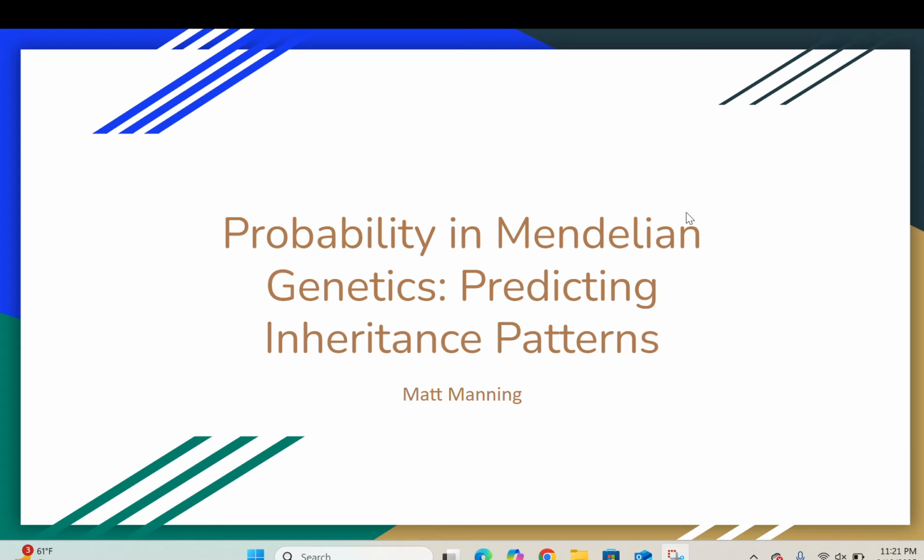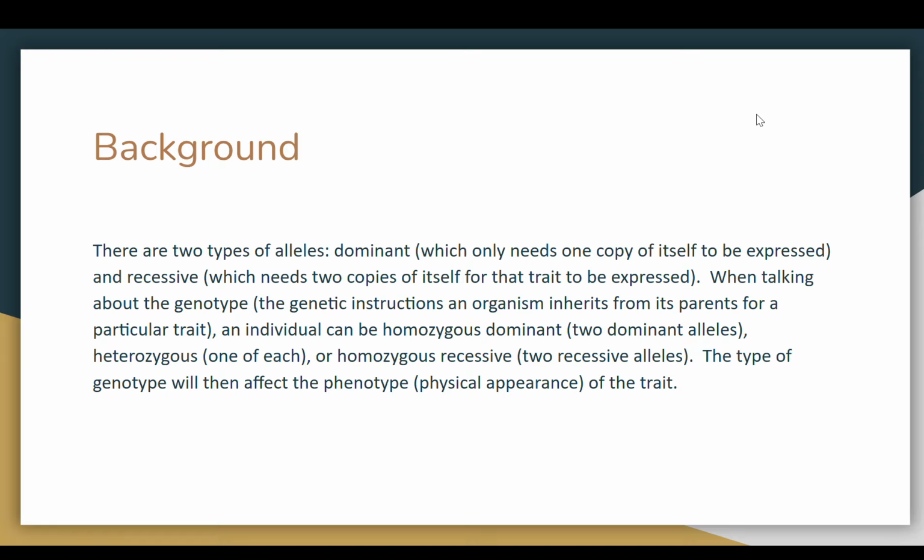Mendelian genetics predicting inheritance patterns. Background. There are two types of alleles, a dominant allele, which only needs one copy of itself to be expressed, and a recessive allele, which needs two copies of itself for that trait to be expressed.